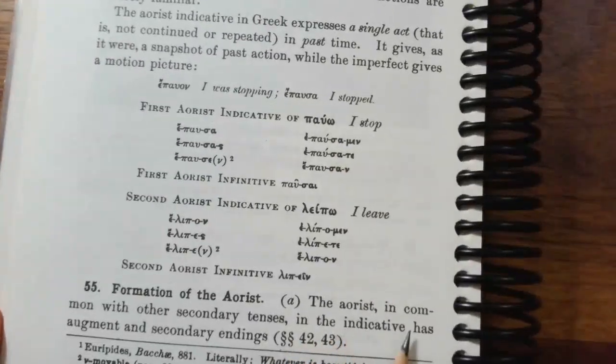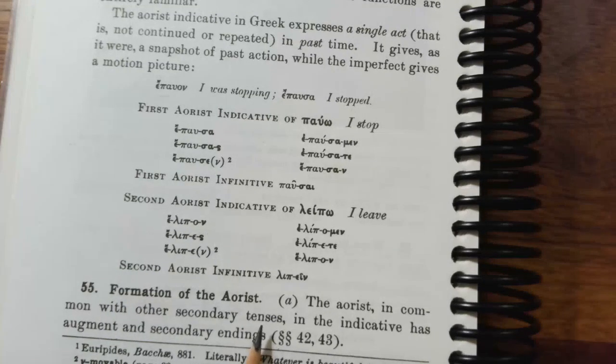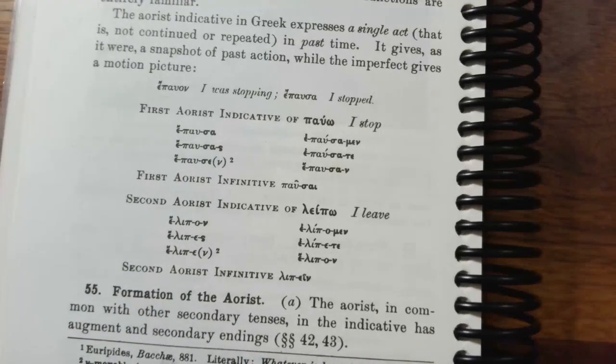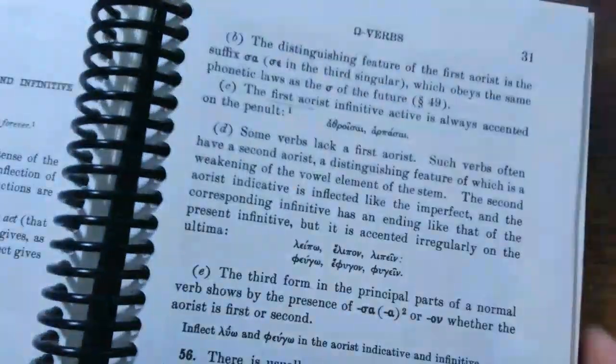So, formation of the aorist. The aorist is common with other secondary tenses, that is, like the imperfect, the indicative has augment and secondary endings. We talked about that. Pretty straightforward.